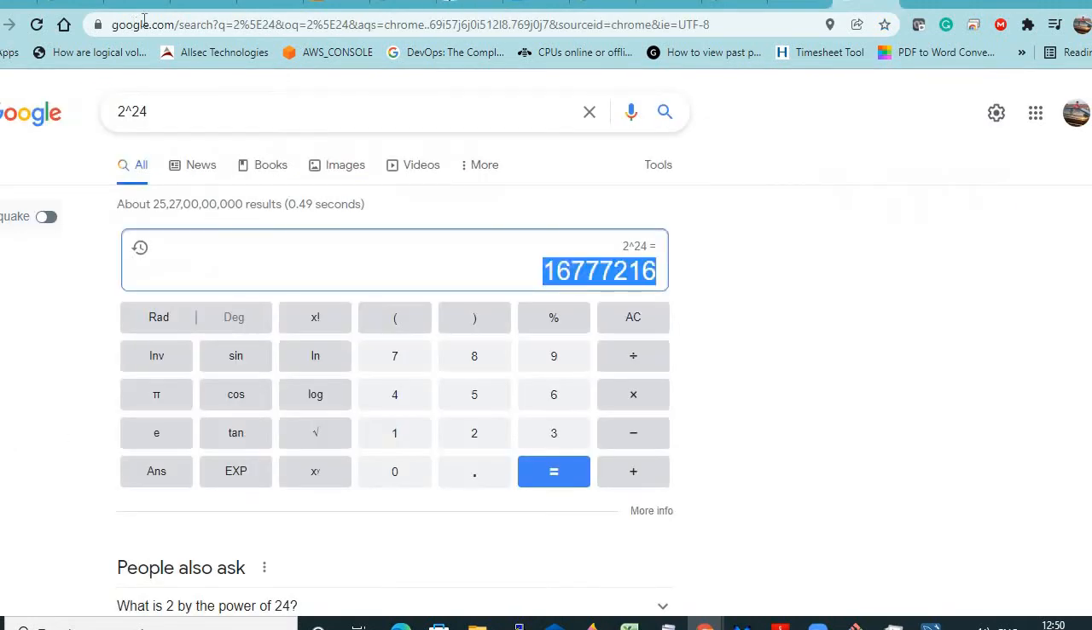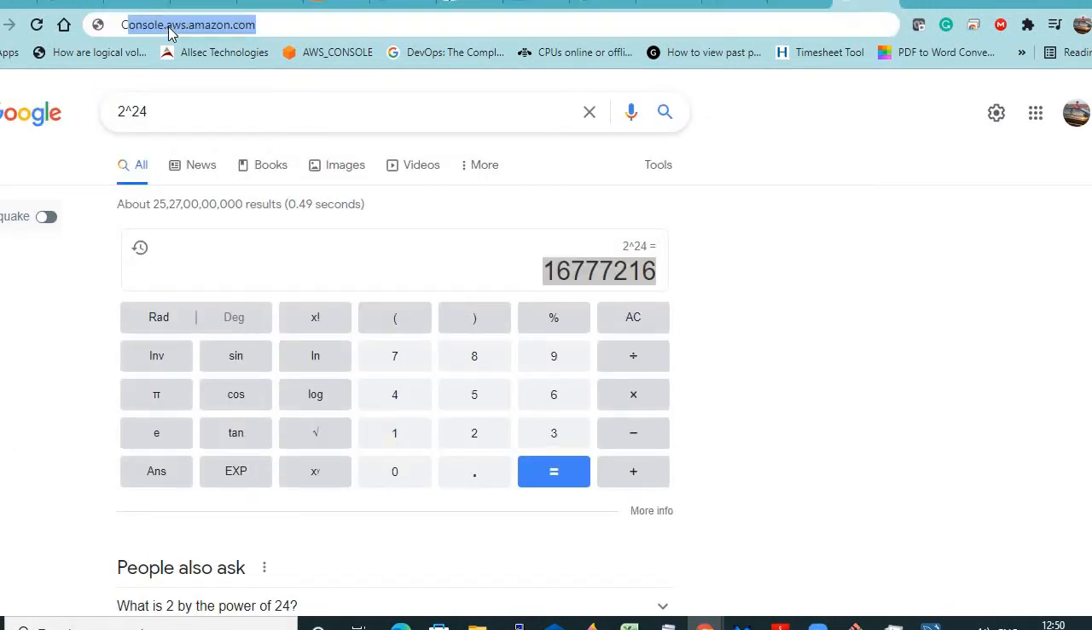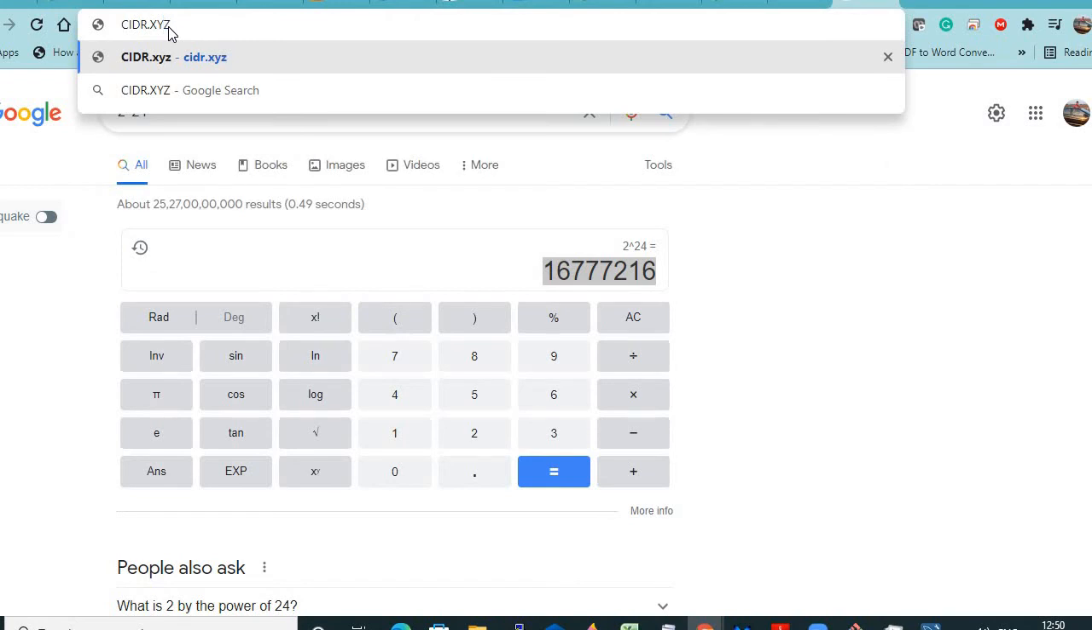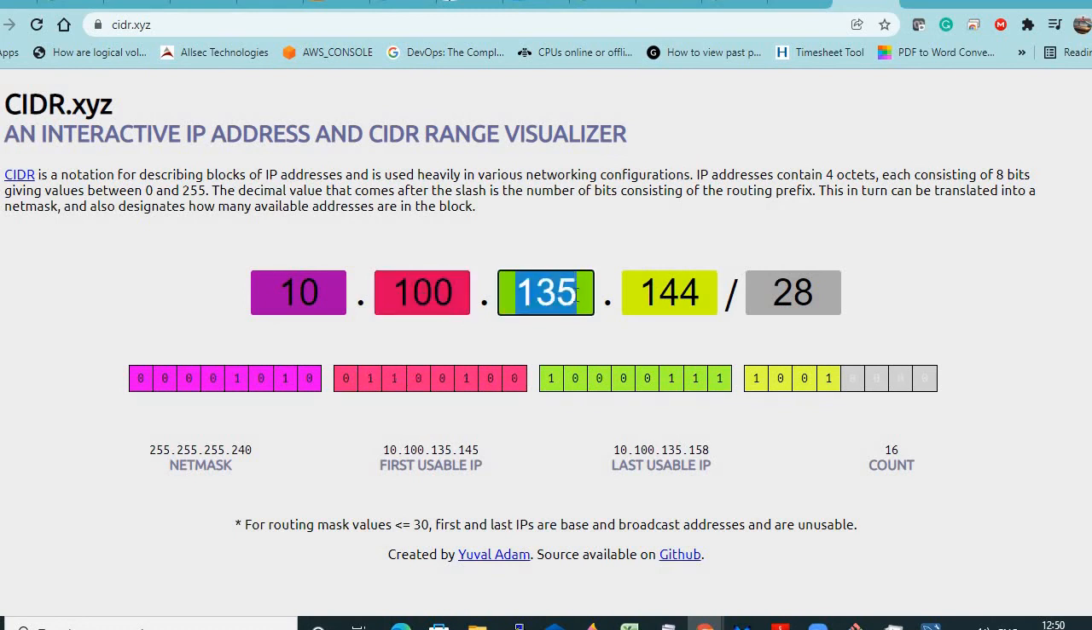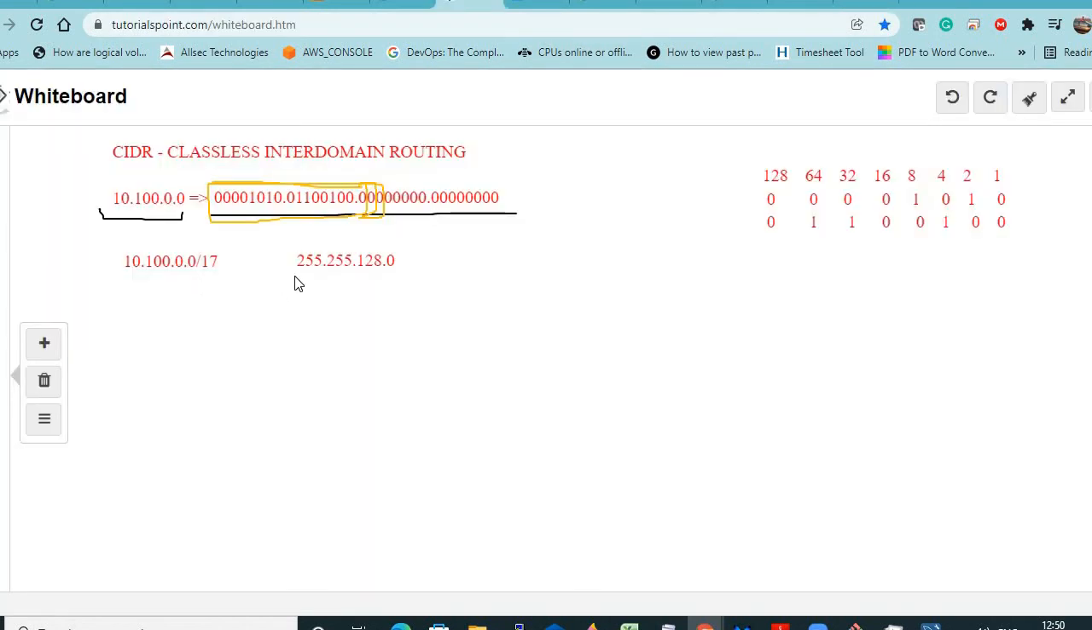Now if you are facing any difficulty, there is one beautiful website I will tell you today, that is CIDR.xyz. If you are facing any difficulty, you can put it here. So what value do I put? 10.100.0.0/17. See what I told? What is the net mask? 128. Is my calculation correct? See, 128.